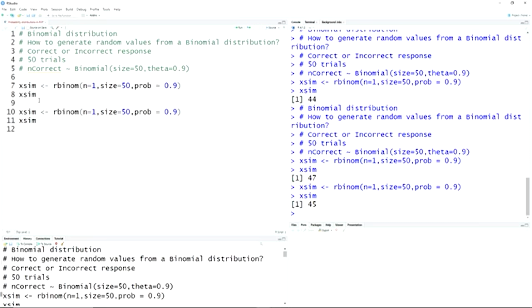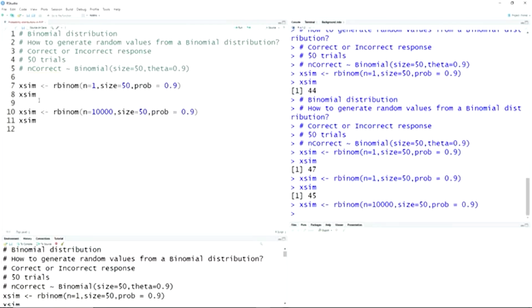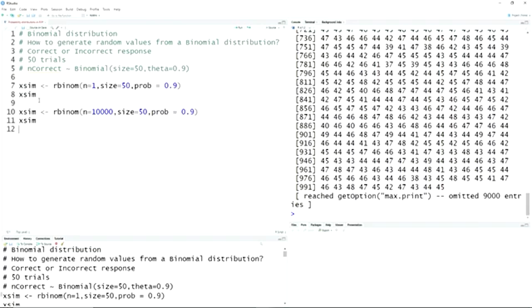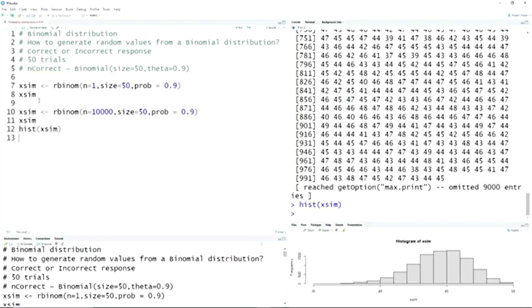Now rather than simulating one experiment, let us simulate 10,000 experiments. So what will happen if this is the true generative process and you do this experiment 10,000 times? Okay, so let us see what would happen now. Your xsim would be a vector of basically 10,000 values. Let us draw a histogram of these simulated data points. So this is how the histogram looks.